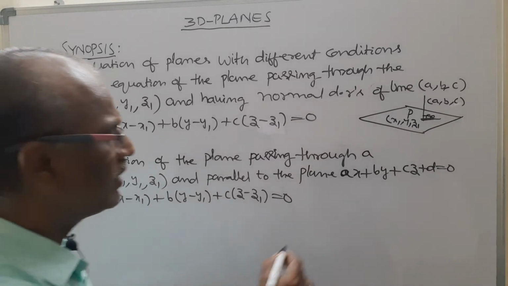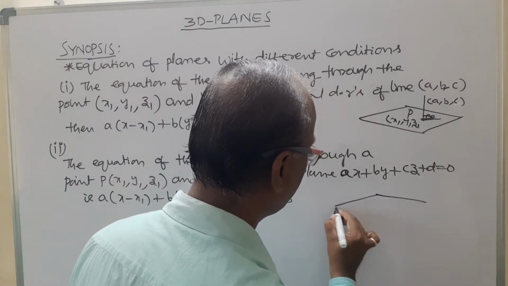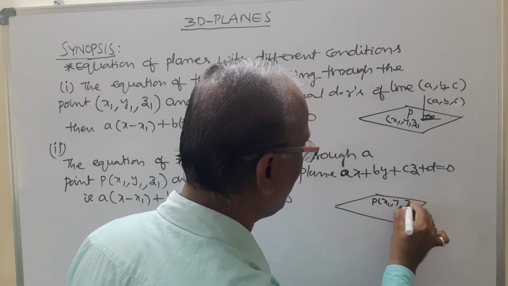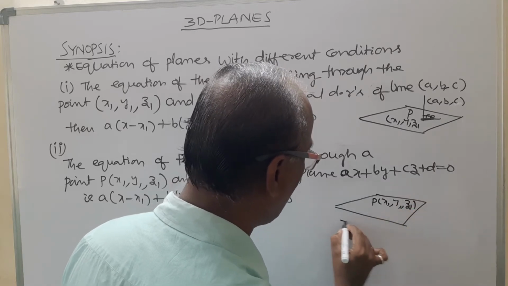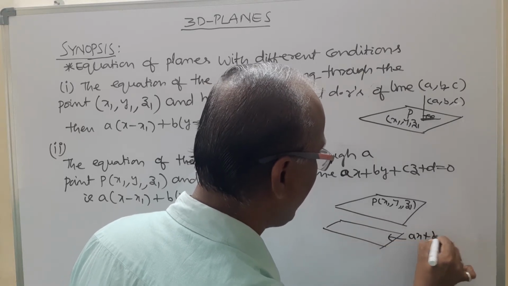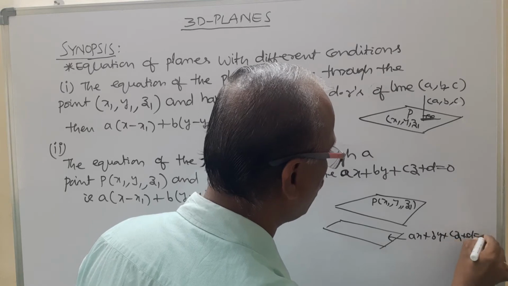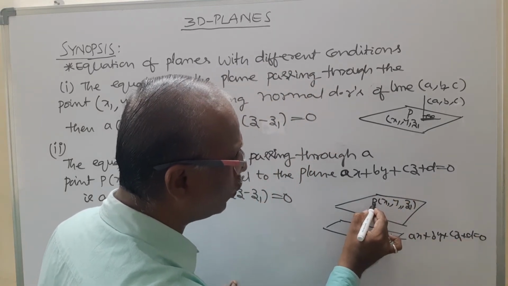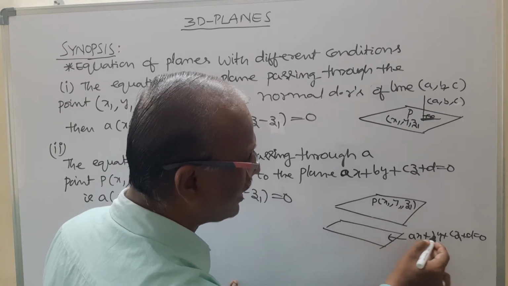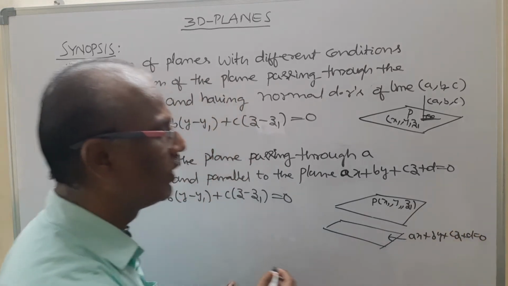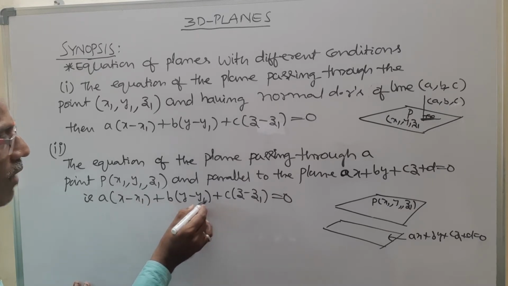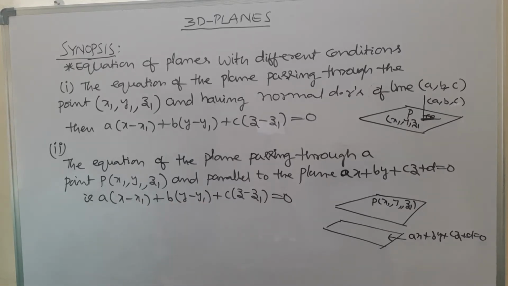Second, the equation of a plane passing through P(x1, y1, z1) and parallel to another plane. The other plane's equation is ax plus by plus cz plus d equal to 0. Then the equation of the plane passing through P(x1, y1, z1) and parallel to it is a into x minus x1 plus b into y minus y1 plus c into z minus z1 equal to 0.